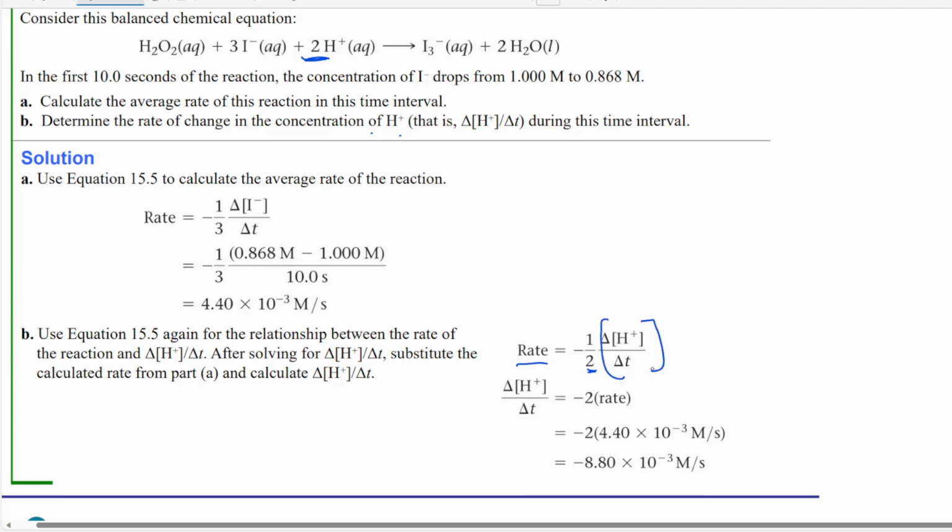So we're looking for Δ[H⁺]/Δt, and we can solve for that if we know the rate. So Δ[H⁺]/Δt is equal to negative 2 times the rate, because we multiply both sides of the equation by negative 2 to isolate Δ[H⁺]/Δt. So Δ[H⁺]/Δt is equal to negative 2 times 4.40 × 10⁻³ molar per second, which is equal to negative 8.80 × 10⁻³ molar per second.